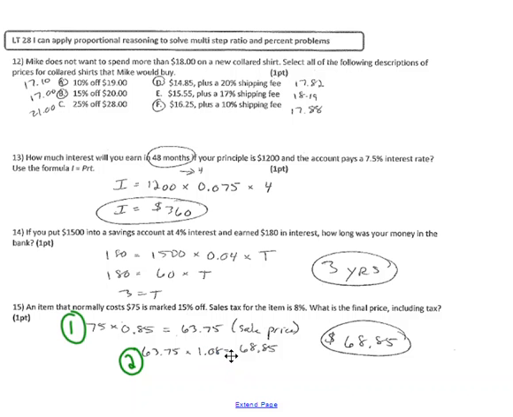I took another shortcut actually. I multiplied it by 1.08 because you're paying really 100% of this plus 8% more. So think of this as 108%, 1.08. So you end up at 68.85. That's kind of where you should end up for that one right there.